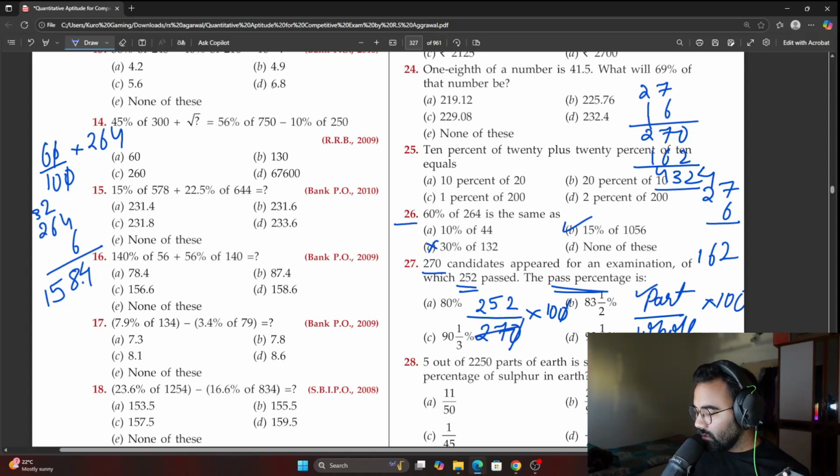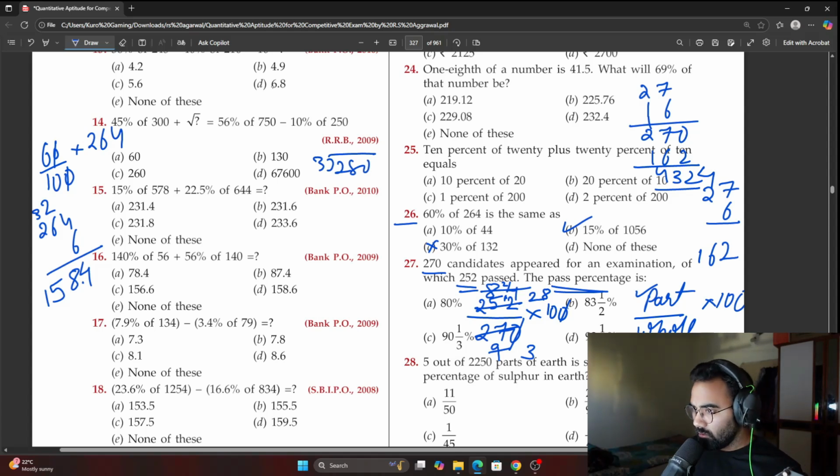Then 3 9s are 27, 3 8s are 24, 3 4s are 12, 3 3s are 3 2s are 6, 3 8s are 24. So it gives you 280 upon 3. Now this we need to do the long division over here. I don't think 280 is divisible by 3. No, it is not. Simply 280.